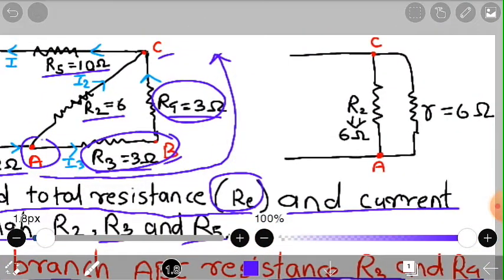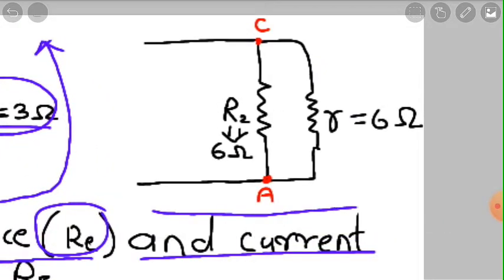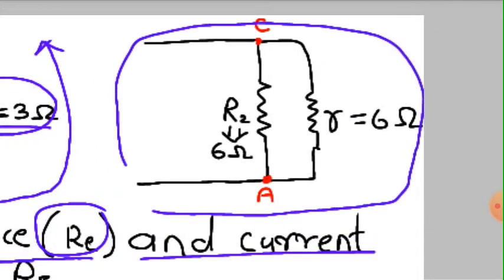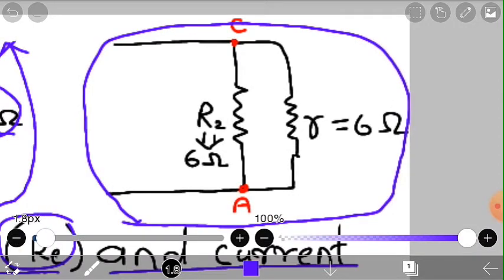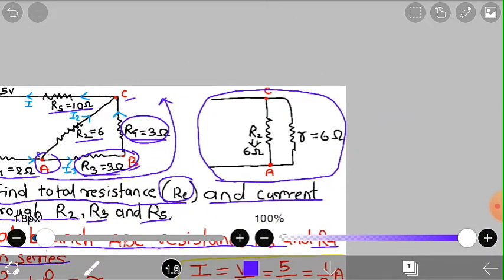Therefore, if we write this ABC branch like this, this is branch AC, and between branch A and C in the main circuit you can see there is resistance R2.